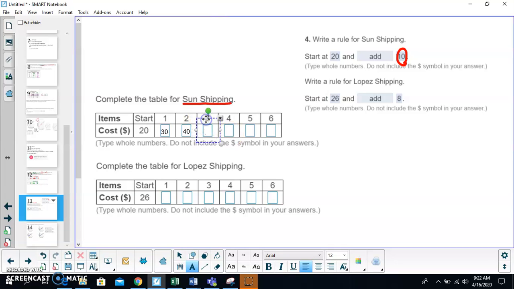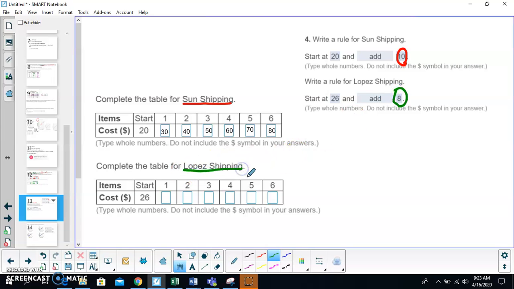And this part, I know you guys got this because if you did 15.1 and 15.2 and 15.3, this is basically what those lessons were about. And 80. Okay, so for Sun Shipping, you had to add 10. Now for Lopez Shipping, you have to add 8.